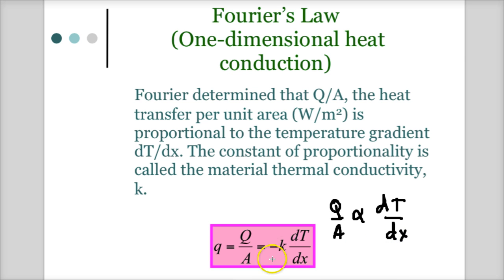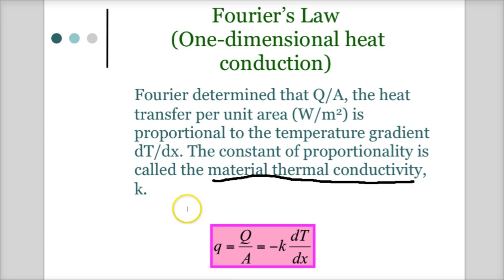So why is minus K there? Because it's equal, so you need to add a constant, and this constant is called the material thermal conductivity, which is labeled by K. So Q over A equals minus K dT over dx. Why is it minus? Well, we'll get to that later.